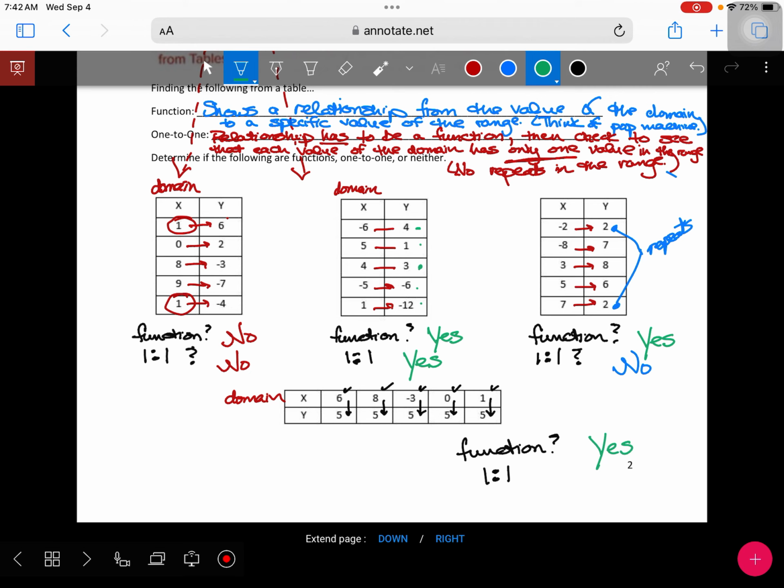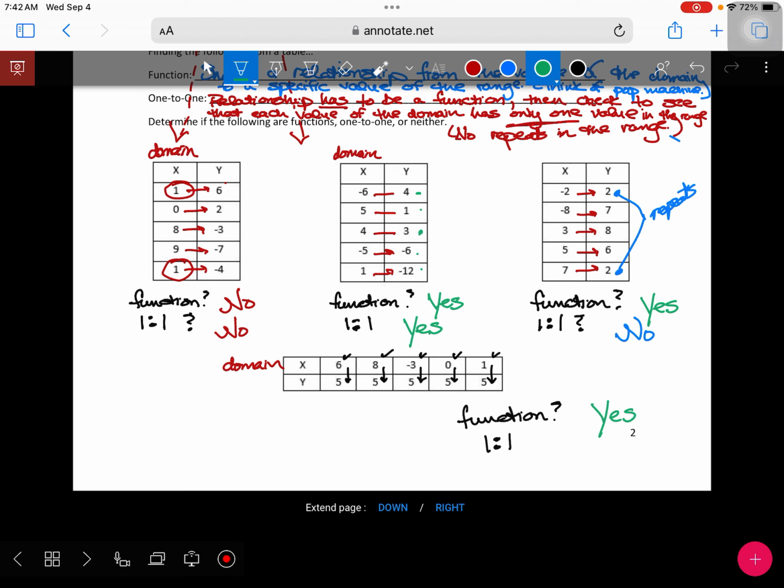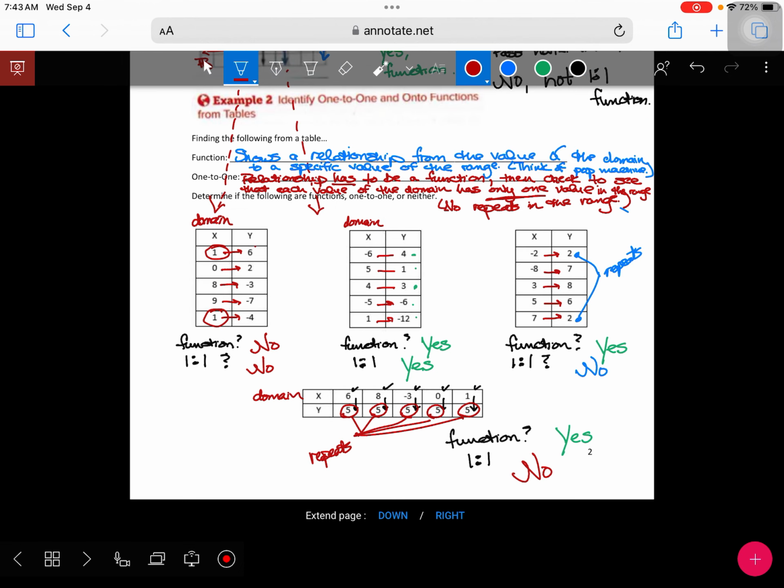Now that it's a function, I check. Is it one-to-one? No, because they are all repeats. So one-to-one means there's only one. Okay? Repeats, so this is a no. It is not a one-to-one. Any questions about that?